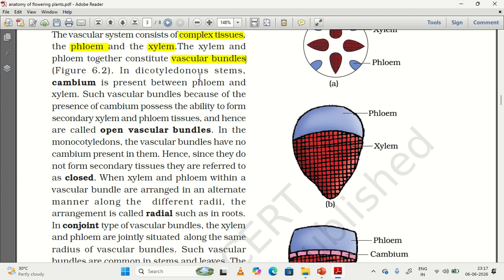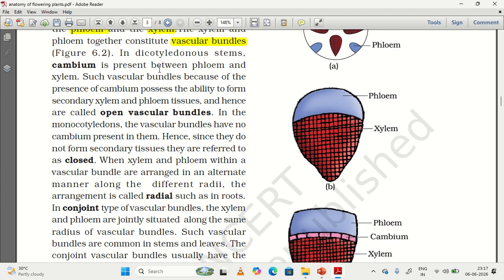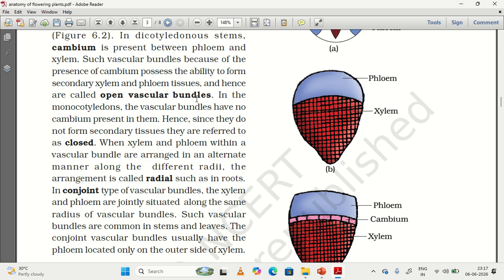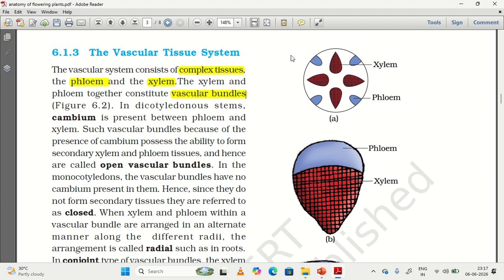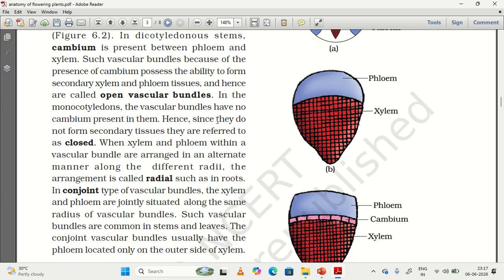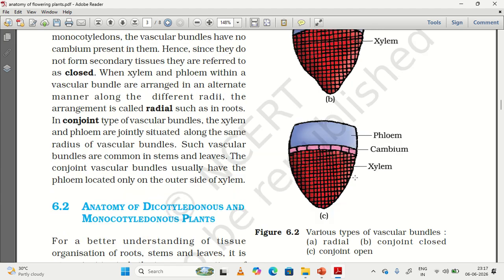In the dicot stem, cambium is present between the phloem and the xylem. Because of the presence of cambium, such vascular bundles have the ability to form secondary xylem and phloem. So they are called open vascular bundles. In dicots, in between the xylem and the phloem, we can see cambium.